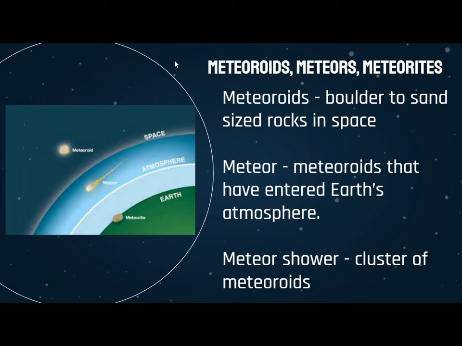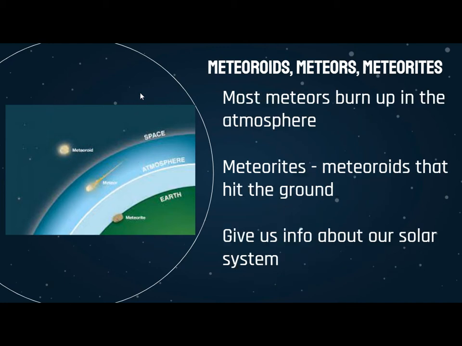And that's when Earth just goes through a bunch of meteoroids, and they come into our atmosphere, and you see them streaking through. A whole bunch of them. It's really kind of awesome to watch. Meteoroid in space. Meteor in our atmosphere. Meteorite, it's hit the ground.